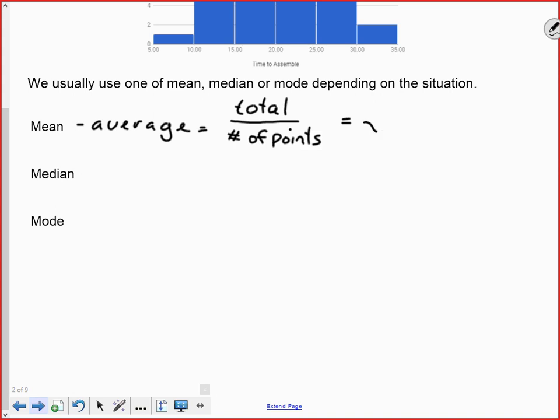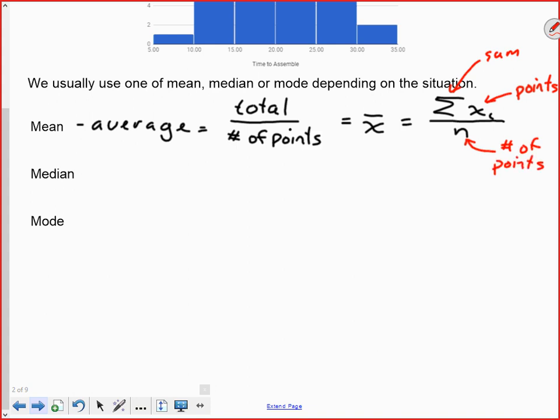Statistically, we'll often use the symbol X bar to refer to the mean. And the formula for this that appears on your formula sheet looks like this. This Greek letter sigma here, of course, means the sum. All of the xi's represent individual points. So the numerator just means add up all of the points, and then of course n is just the number of points. So again, just add them all up and then divide by the number of points.